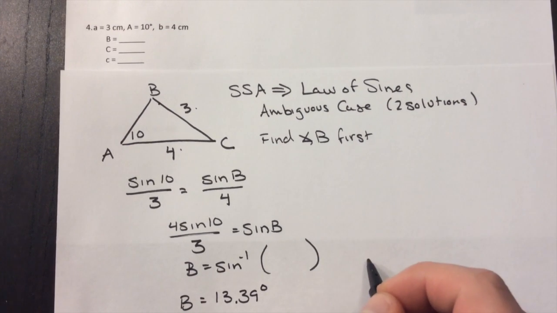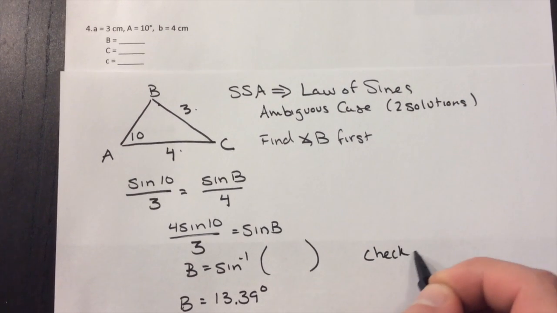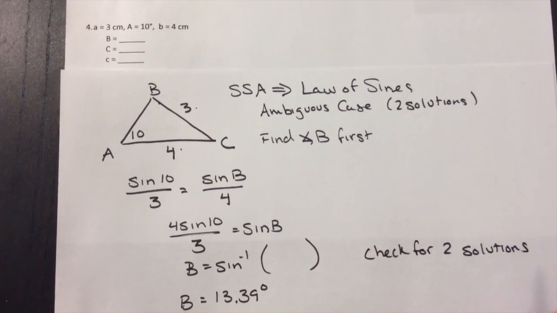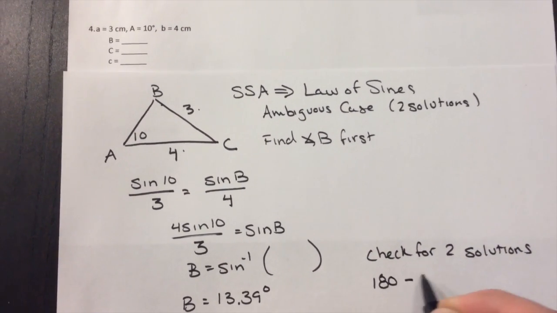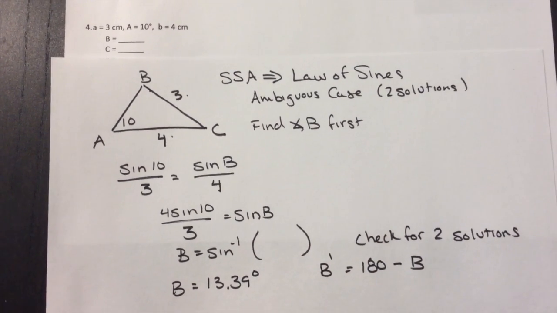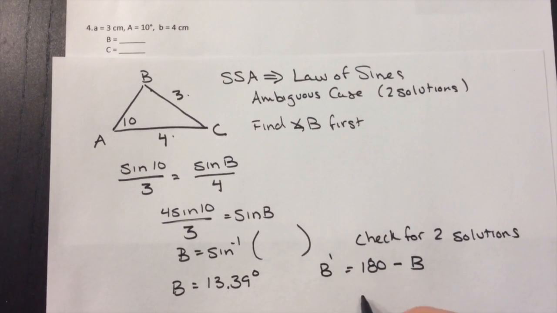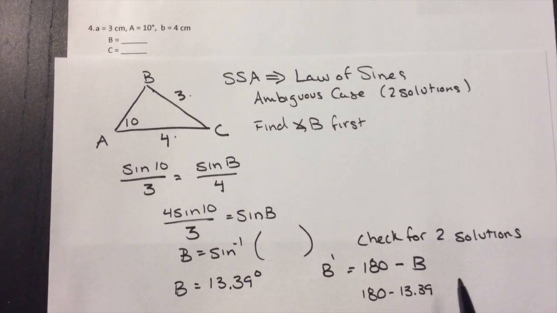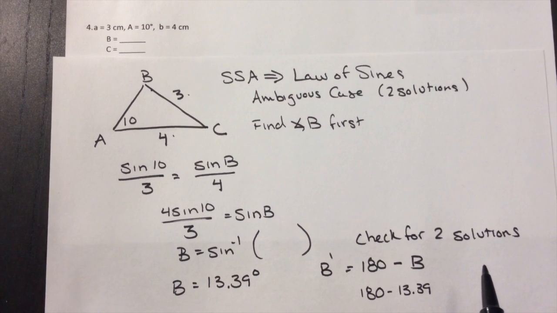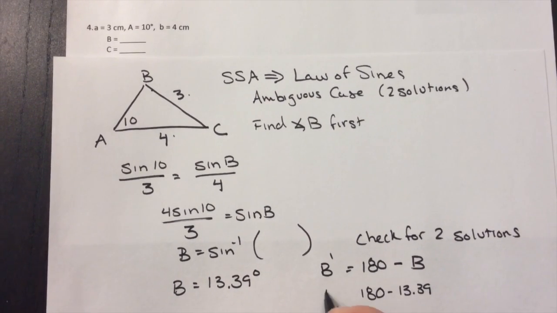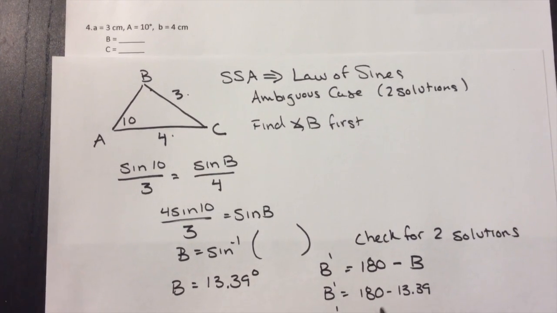Now I'm going to check for two solutions. So what I do is I take 180 minus B. That could be my second solution. We call that B prime. So 180 minus 13.39 is 166.61.